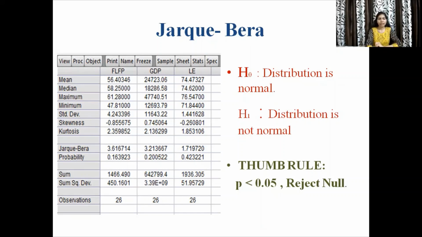The next is the sum and sum square deviations and observations. The sum is basically the summation of the entire series for that particular variable. Okay, so summation for FLFP, GDP and LE is mentioned. And lastly, observations. So 26 indicates that there were total 26 observations in the data set.